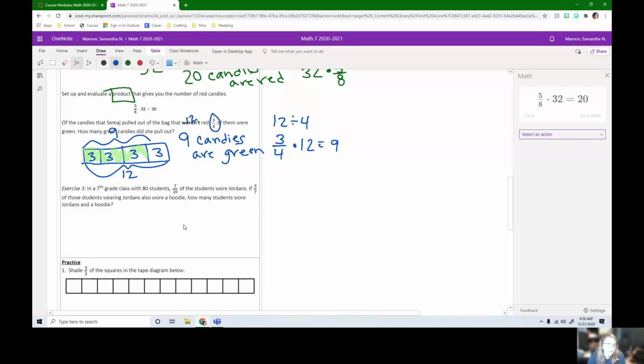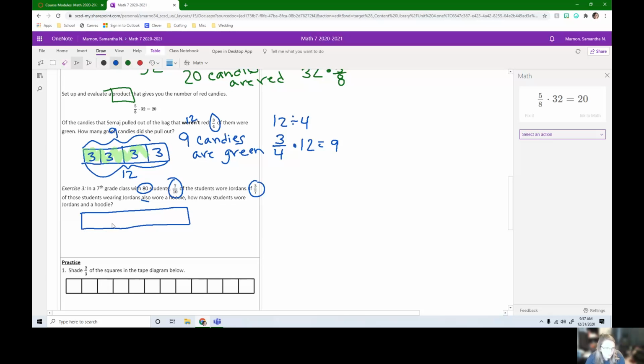Exercise 3. In a 7th grade class with 80 students, so we have 80 students total, 7/10 of the students wore Jordans. If 3/7 of those students wearing Jordans also wore a hoodie, how many students wore Jordans and a hoodie? So let's see here. We need to first figure out how many wore Jordans. So I have 80 students, 7/10 of them wore Jordans. So 2 ways we can do this.